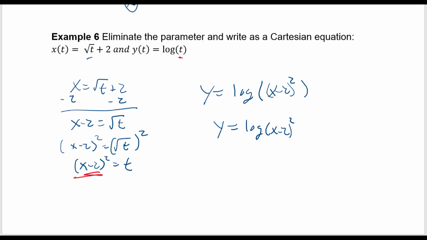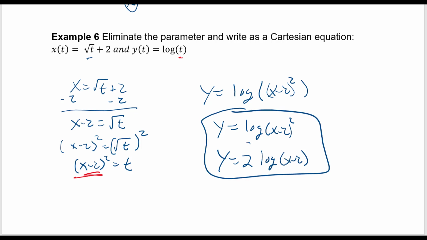There's a part of me that's tempted to bring the power out front and make it y equals 2 times log of x minus 2. But they're equivalent answers, either one of those. Okay, that's it for this video.